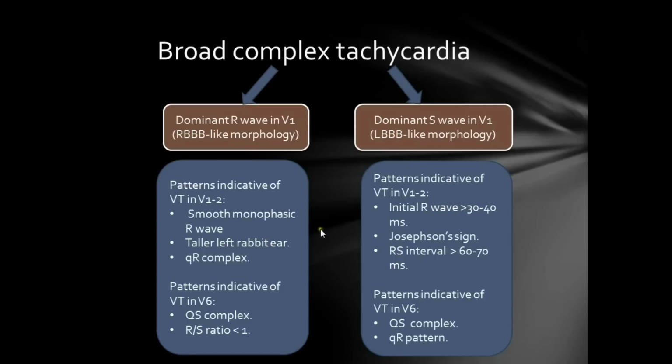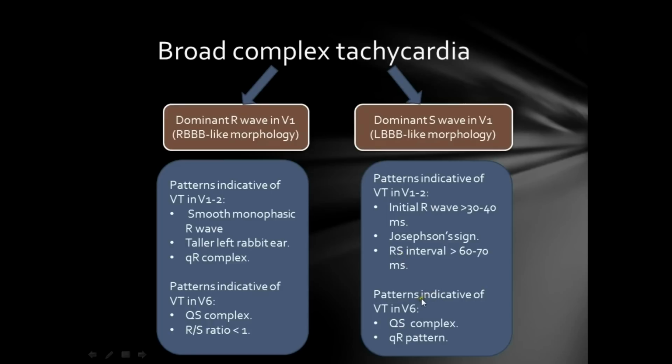The second thing is the Josephson sign, as we have described before, which is the notching or the slurring of the S wave, and this is suggestive of ventricular tachycardia. And the third point is if you have an RS interval of more than 60 to 70 milliseconds, which is the duration from the beginning of the R wave till the nadir of the S wave.